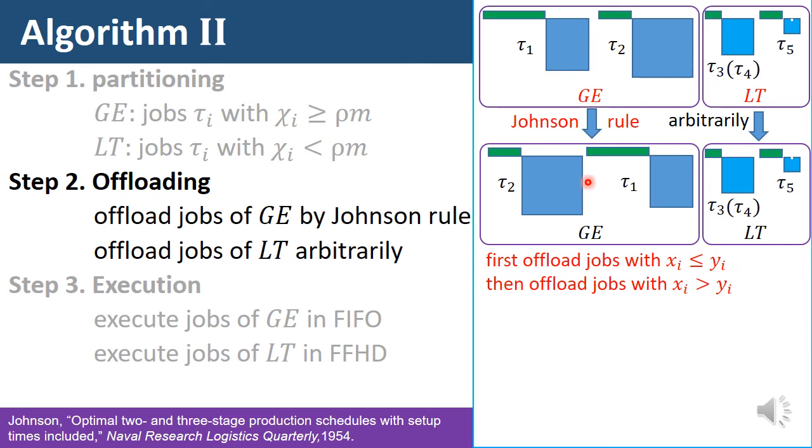In this picture, we note that we first offload tau 2 and then offload tau 1. That is because the offloading time of tau 2 is less than its execution length, and moreover, the offloading time of tau 1 is larger than its execution length. So, due to Johnson's rule, we must offload tau 2 first, and then tau 1. After offloading these 2 jobs, we can then offload the LT jobs, tau 3 to tau 5.